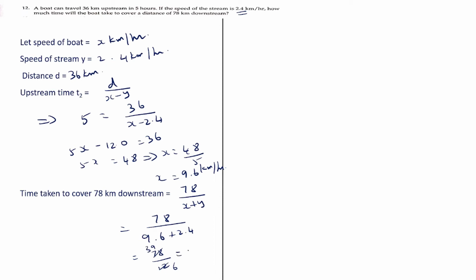So this is equal to 6.5 hours. So the time taken to cover 78 km downstream is equal to 6.5 hours.